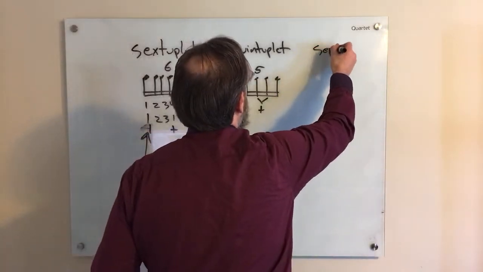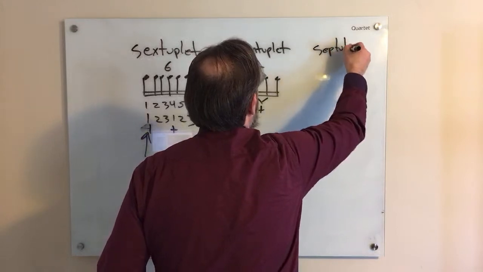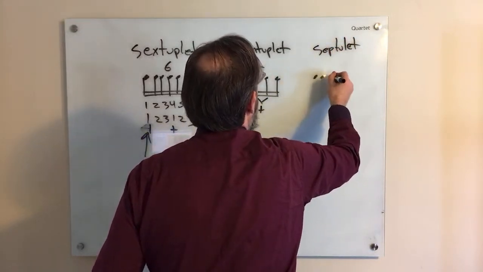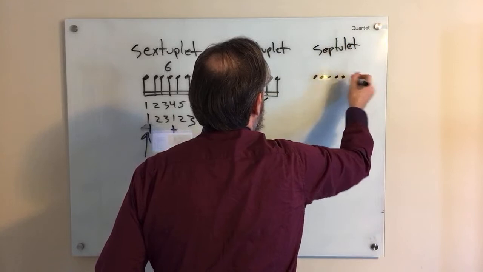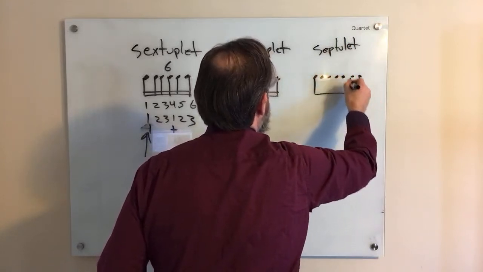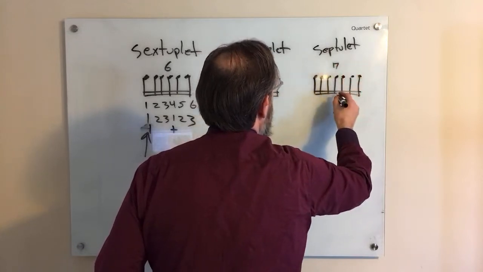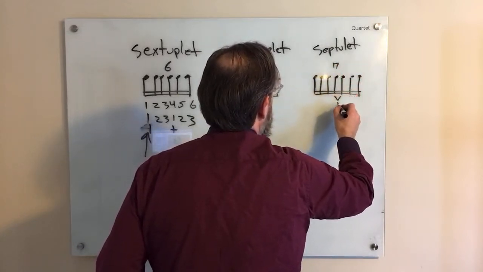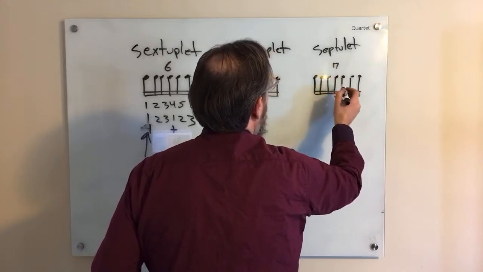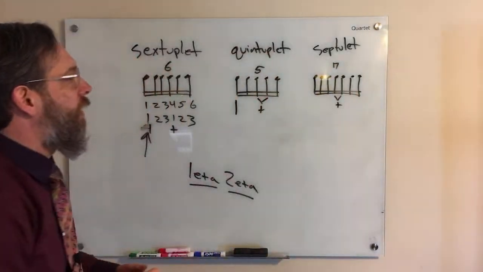Septuplets are 7s, also very unusual. And there's no specific way other than just counting up to 7 that you use for that. And here the "and" happens right in between the 4th and the 5th one of those notes.